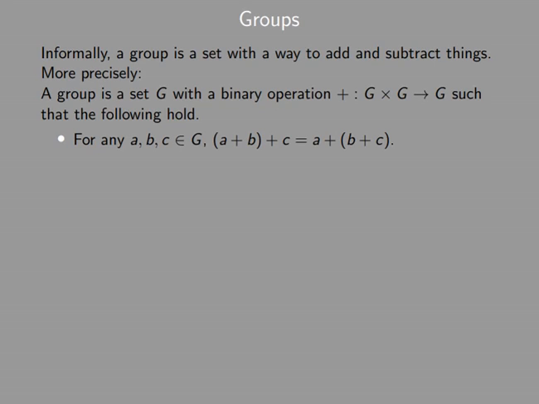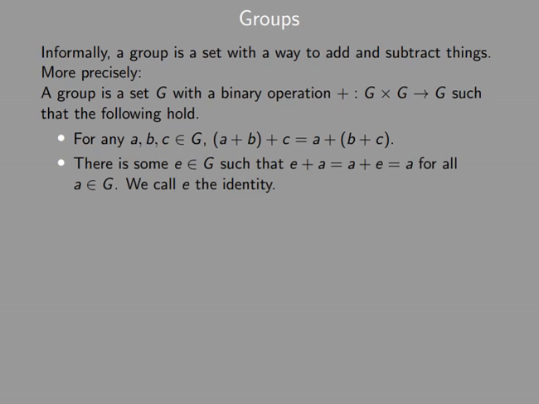Here are the following properties of groups, and for these examples, we'll be using addition as the binary operator. For any a, b, c in G, (a plus b) plus c equals a plus (b plus c), which is the associative property. The second property is the identity property. There is some e in G such that e plus a equals a plus e, which is equal to a for all a in G, and for addition, the element is 0.